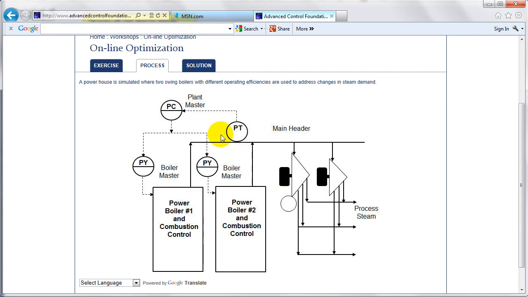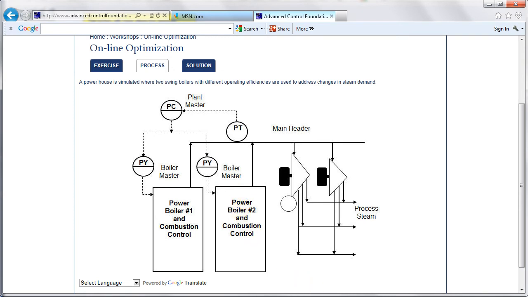Whether the steam demand is being met by the boilers is indicated by the header pressure, which is used in the plant master to change demand to the powerhouse. This is distributed through boiler masters to the individual boilers. The online optimizer will then change the bias to the boiler masters to shift the boiler load allocation to minimize overall generation cost.